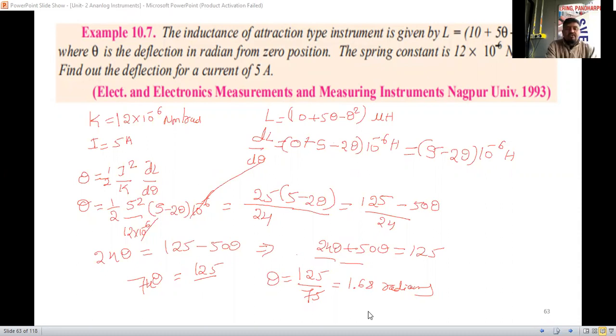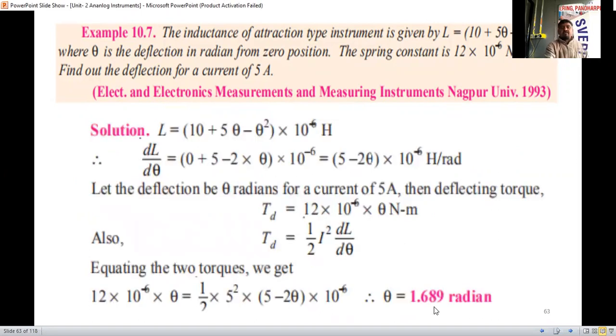So this is the solution we have performed for the problem on EMMC. I will show the actual solution, already displayed here. 1.689 radians we have calculated. First you have to read the question carefully. Once you write the given data, substitute in the formula and identify which one is unknown, which is not given. L they have given, but dL by d theta we have calculated.